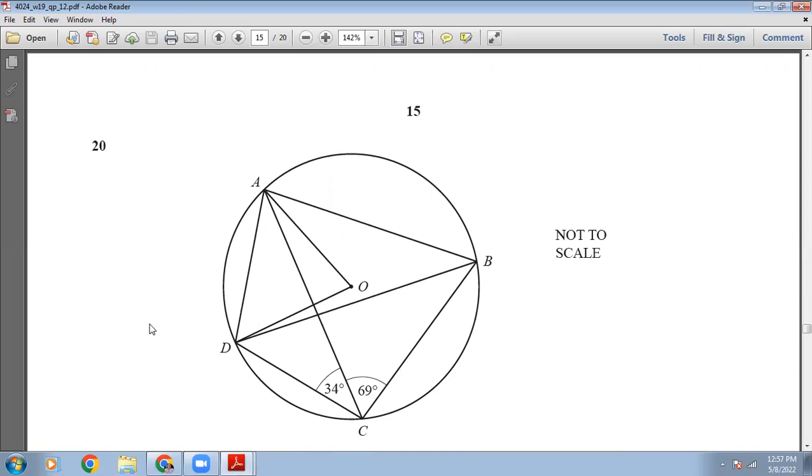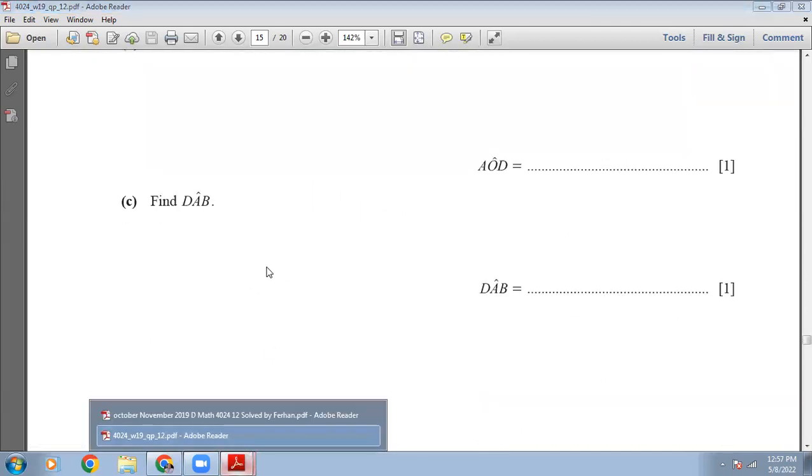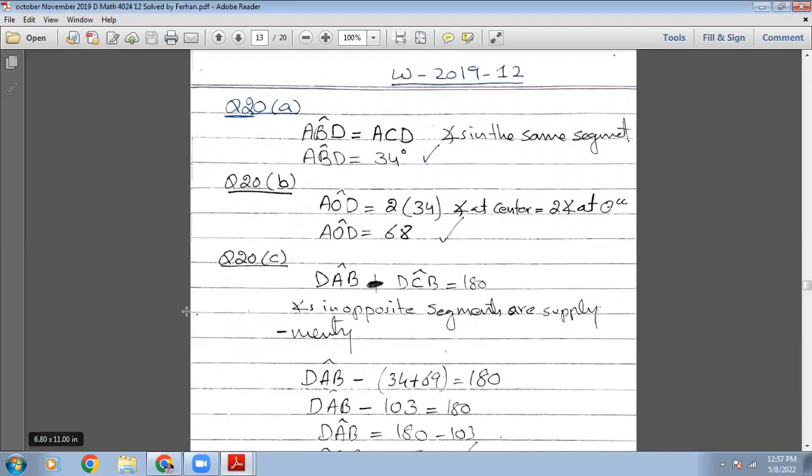So angle DAB plus the angle DCB will be equal to 180. We say angles in the opposite segment are supplementary. So angle DAB plus 34 plus 69 will be equal to 180. And from there, I will be able to find out this angle. So this is the strategy for this question number 20. Let me show you how I have done this.